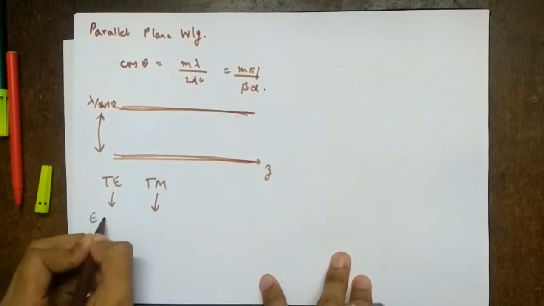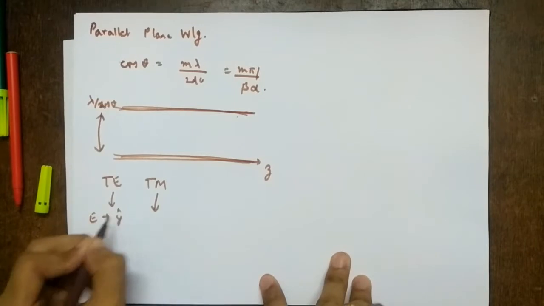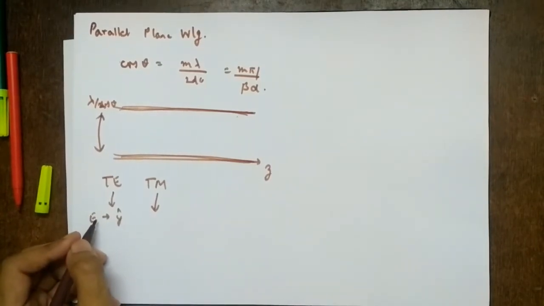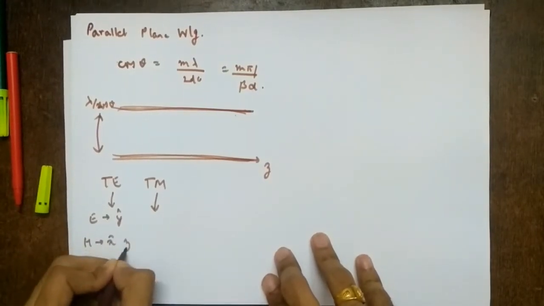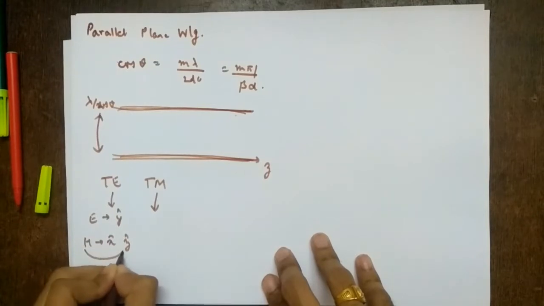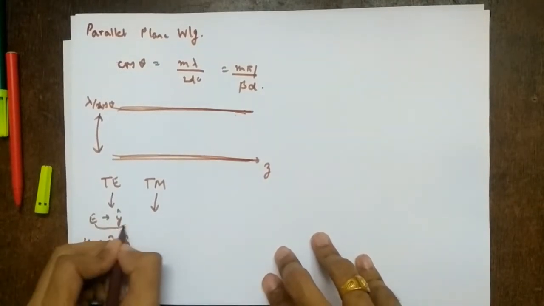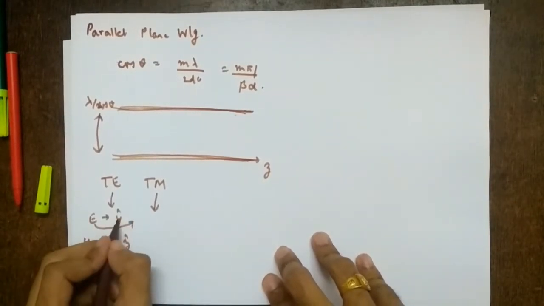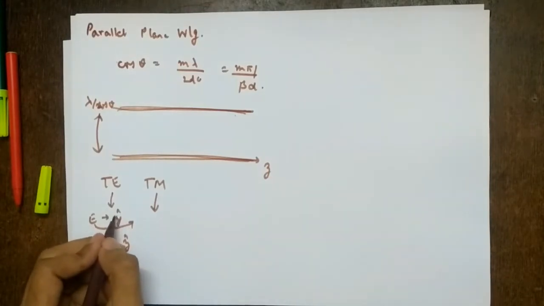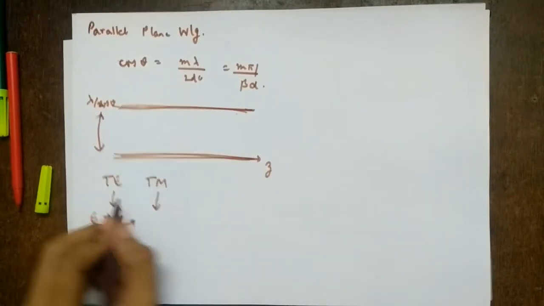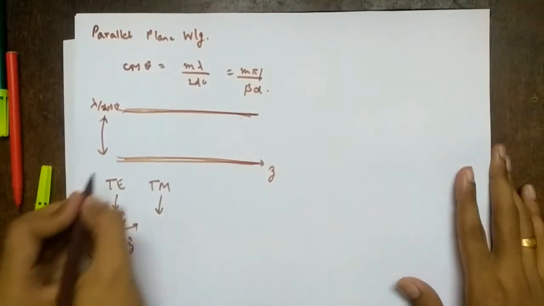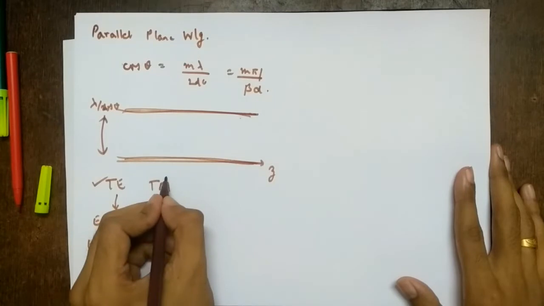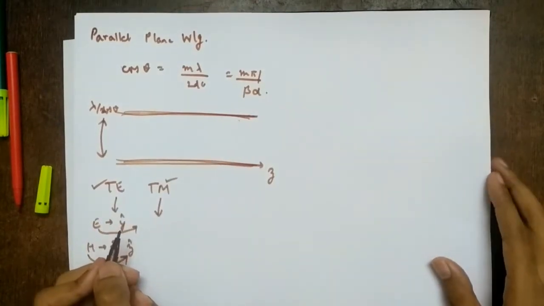Here you get the electric field as Y component only, and H you get as X component and Z component. So the magnetic field is in the direction of propagation, but the electric field is not. It is in the direction of Y, and Y is perpendicular to the direction of propagation, which is Z. So the electric field is transverse to the direction of propagation, hence called TE mode. Here the magnetic field is transverse to the direction of propagation, hence TM mode.